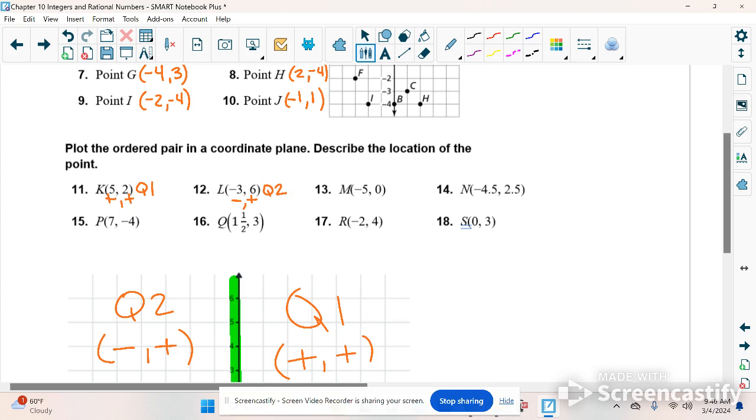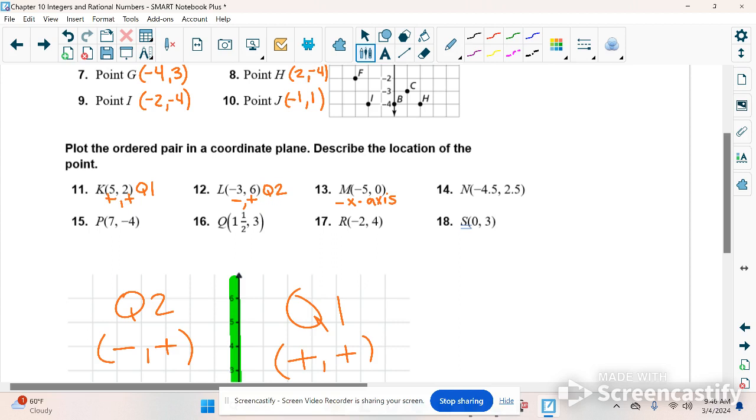All right. Number 13. We have negative 5, 0. So we have negative, and then we have a neutral. So where is it going to be? On one of the axes. Which one is it? Negative x. It's going to be on the negative x-axis.